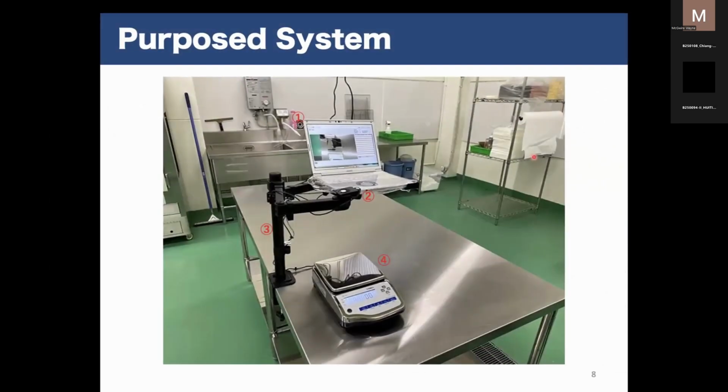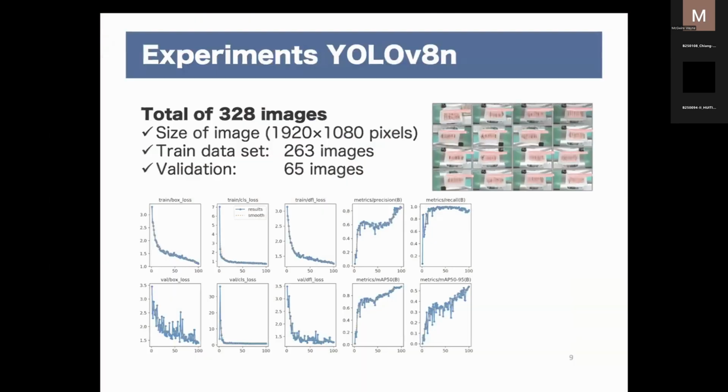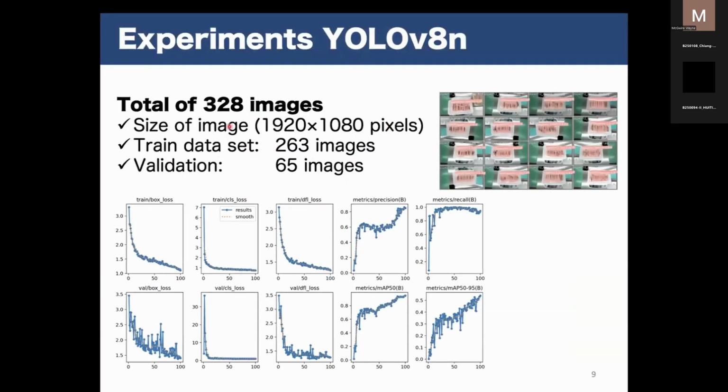So this slide shows the proposed system as a bigger picture, and later I will show you some demonstration in the real environment. We set the camera here, and this attachment helps the laptop computer stand here, and we also weigh the tray and the raw fish here on top of this weighing system. For the first step of the experiments, we used a total of 328 images.